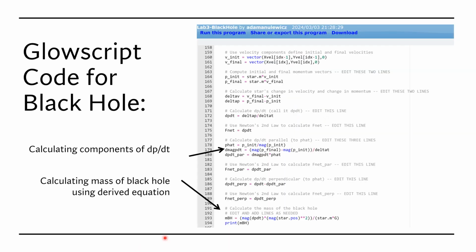So here is my GlowScript code for the black hole. First what we need to do is calculate the parallel and perpendicular components of dp over dt, since those are what we need to use to find the magnitude of dp over dt, which is plugged into our equation. And once both those are found, we're able to get F net and our dp over dt, and we plug that into our equation where the mass of the black hole is the magnitude of dp over dt times the magnitude of our star's position squared, which is our radius, over the mass of the star times G.